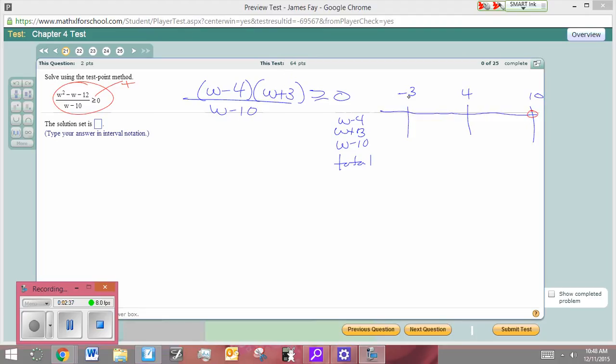So if I choose a number to the left of negative 3, like negative 10, it'll be negative, negative, negative. So the total is negative. In the middle here, 0 is in the middle, so I'll choose 0. So it's going to be negative, positive, negative. So that's a positive.